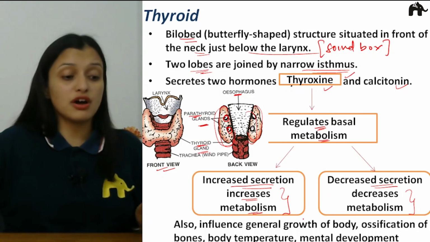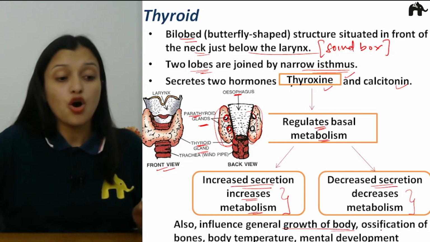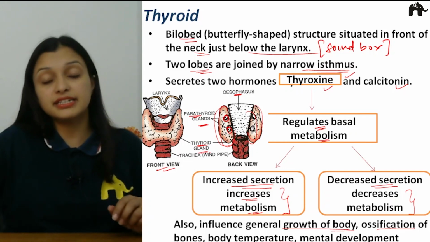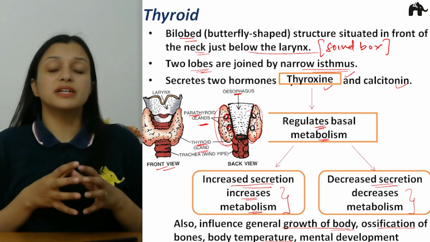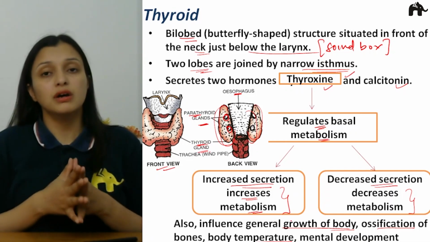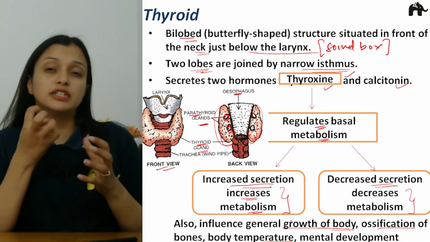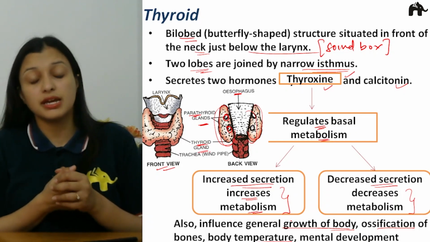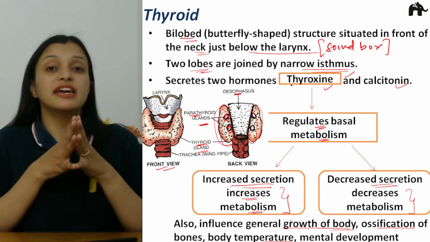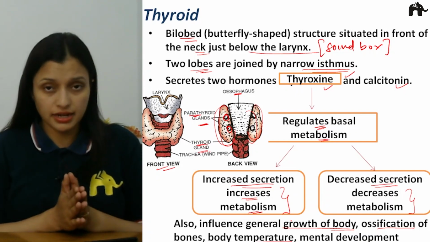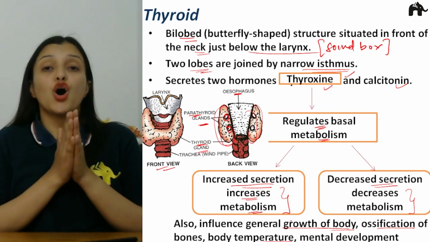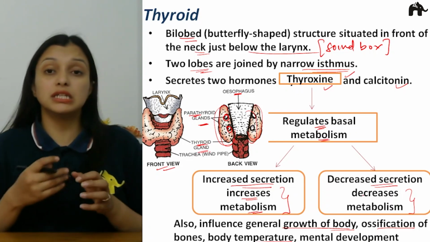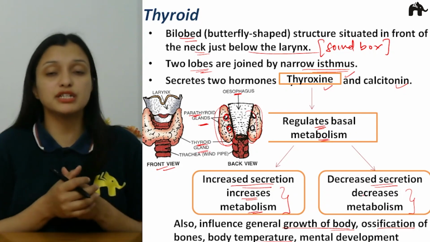It also affects the general growth of the body, ossification of the bones, body temperature, and mental development of the brain. You must have heard that many pregnant ladies have a deficiency of this hormone called thyroid hormone, right? Basically thyroxine. In that particular case, there are chances of mental retardation of the baby, or there will be less growth in the body, or less ossification of bones. Basically the bone formation, the bone development, is also reduced.